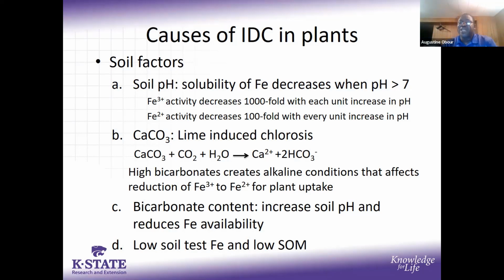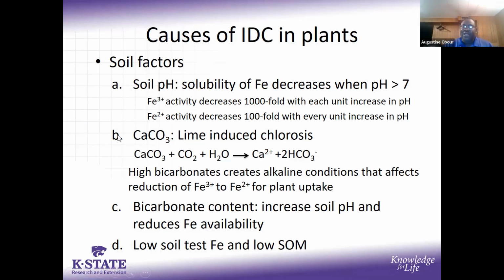For every unit increase in pH, for example, Fe3+ activity or concentration decreases by 1,000-fold. And then for Fe2+, the activity decreases by 100-fold with a 1 unit increase in pH. So in terms of management, if you are able to reduce the pH even by a half unit, that is very significant, because that is going to increase the solubility of iron and then make it available for plant uptake.